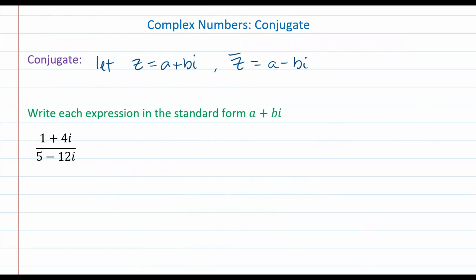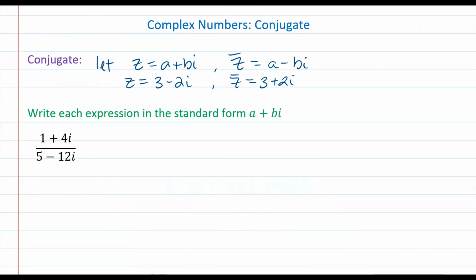So for example, if I said z is equal to 3 minus 2i, then the conjugate z bar will be equal to 3 plus 2i. In other words, the real part 3 will stay the same, but the imaginary part, which in this case is negative 2i, will change to its opposite, positive 2i.